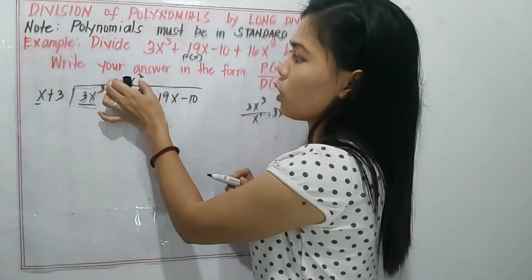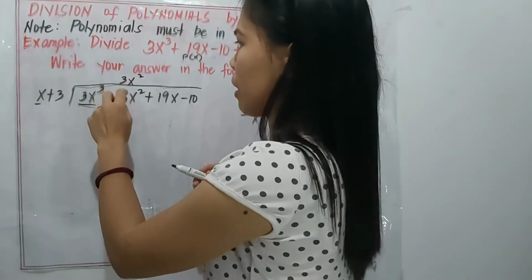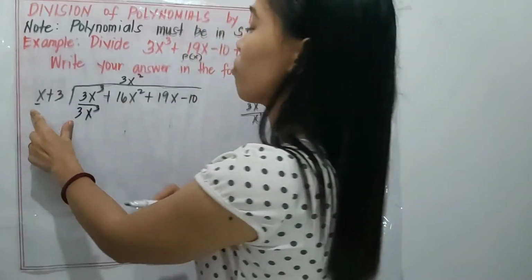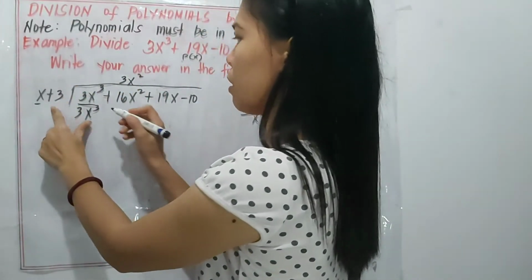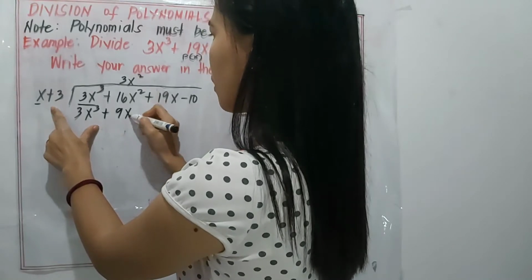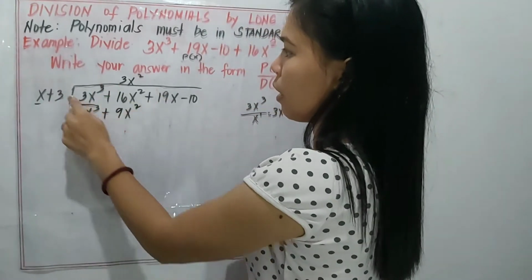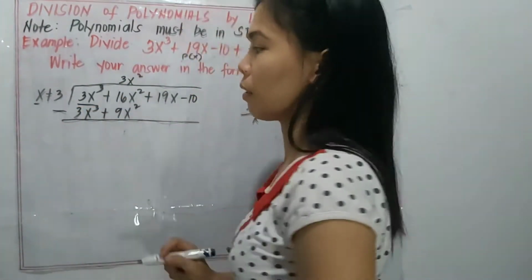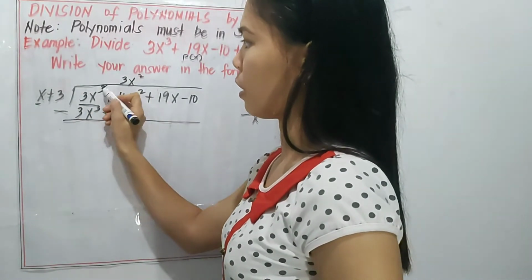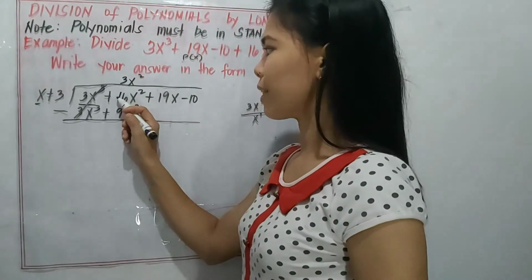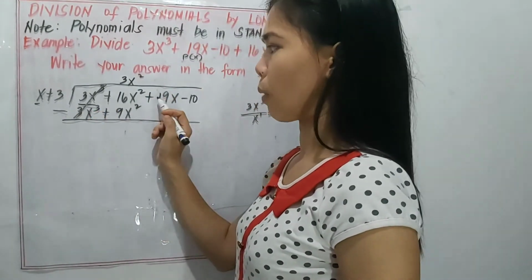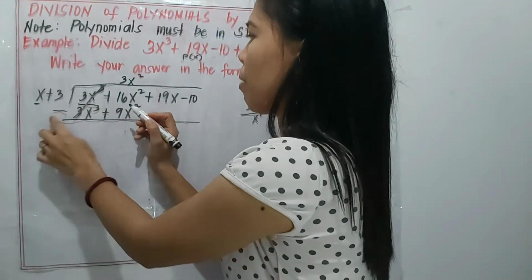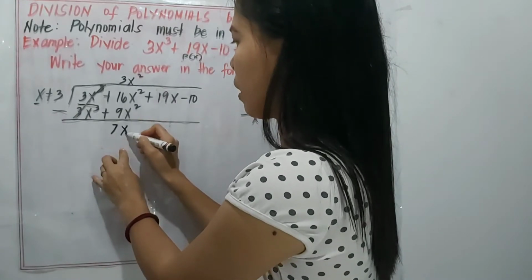And then this quotient will be multiplied to this binomial. Isa-isa ulit. 3x squared times x is 3x cubed. 3x squared times 3 is positive 9x squared. 3 times 3 is 9. Wala namang x dito, so copy x squared. After multiplication, we subtract. Of course, 3x cubed minus 3x cubed is 0, so cancelled na siya. So, 16x squared minus 9x squared is as simple as 16 minus 9 and copy the common variable. 16 minus 9 is 7. And then we copy x squared.